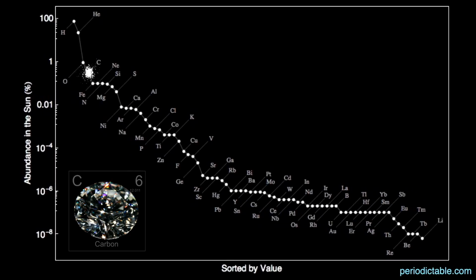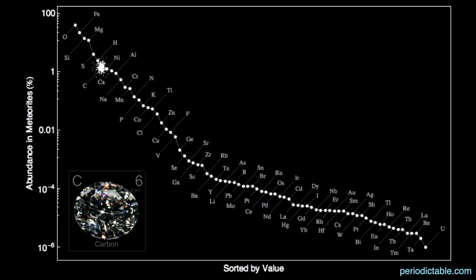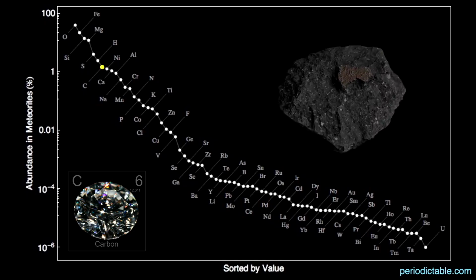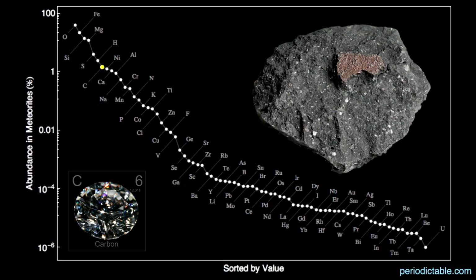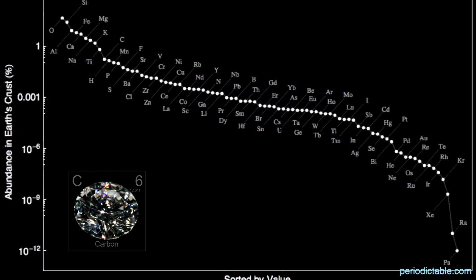It's also the 4th most abundant element in the Sun, making up 0.3%, or about 1 in 300 atoms. It's the seventh most abundant element in meteorites, 1.5% of their makeup. There's a whole class of meteorites called carbonaceous chondrites that can contain up to 3% carbon.